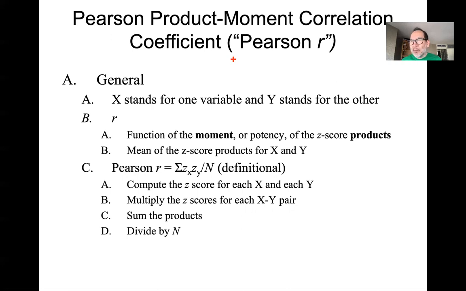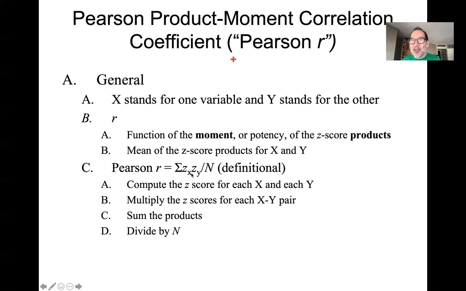Now, what does that mean? Well, let's flesh this out a little further. What we're looking at is the mean of the Z-score products for X and Y. Okay, what do you mean now? Let's go a little further. Now look at this definitional formula.